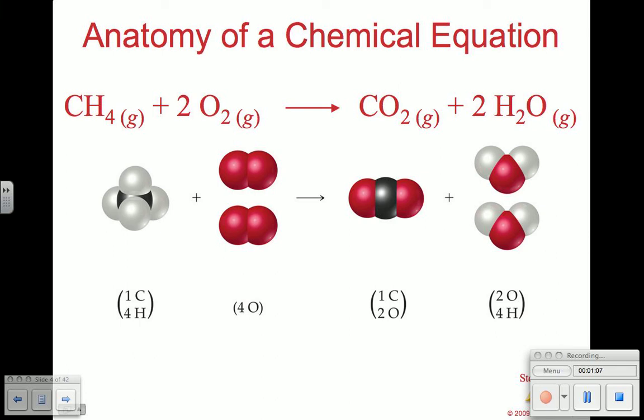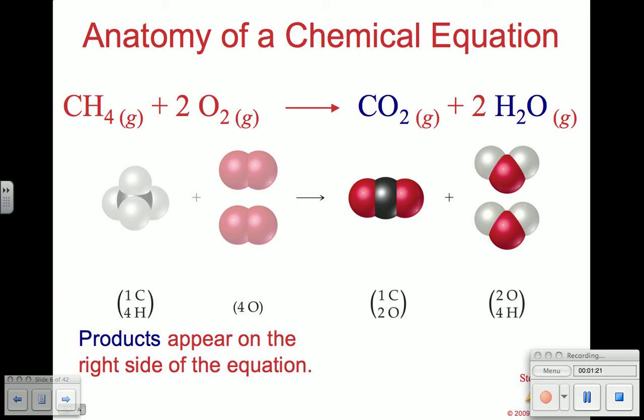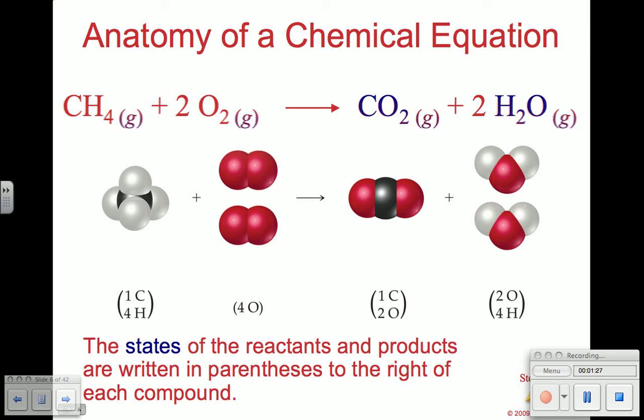So when we write a chemical equation, there's a variety of pieces of information that is given in a chemical reaction. So on the left side of the arrow, we always have our reactants, and then on the right side, we have our products. Okay, so the things we start with are reactants, the things we end with are products.